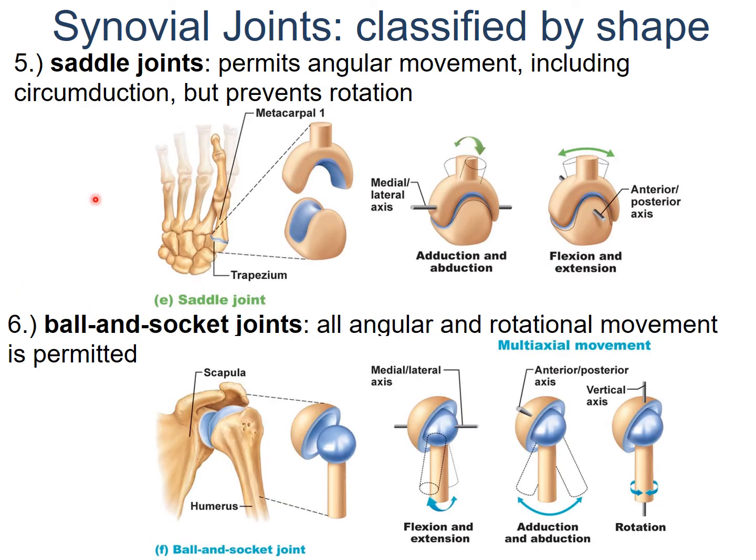Then we have saddle joints. So these guys permit angular movement. So angular movement, again, think the elbow, because I think that that's a really obvious example. It includes circumduction but prevents rotation. Okay, so remember, rotation is what atlas and axis do, or radius and ulna. You can't actually do a rotation movement with a saddle joint. Your saddle joint is your thumb. Okay, so think of your thumb. You can get that angular movement, but you can't get rotation from your thumb. You can do a circumduction. What is a circumduction?